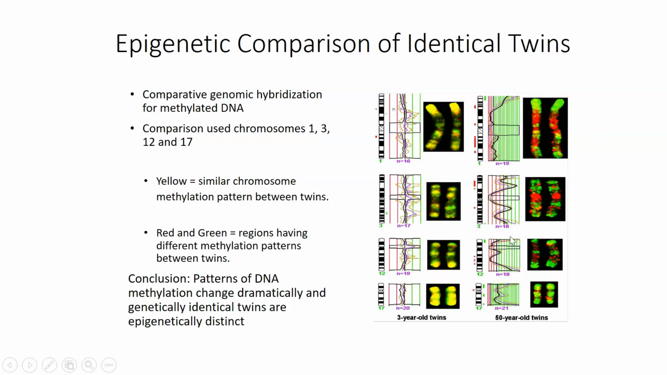Let's look at the situation 47 years later, 50-year-old identical twins. What you can see is there's virtually no yellow here, so mostly green and red for all 4 chromosomes. And that indicates that there are extensive differences in epigenetic modification of these chromosomes by DNA methylation. So the conclusion from this experiment is that even though they're genetically identical, the epigenetic modifications are vastly different between identical twins. They don't know exactly why that is, but they suspect some kind of environmental difference between twins can cause these epigenetic differences as they age.